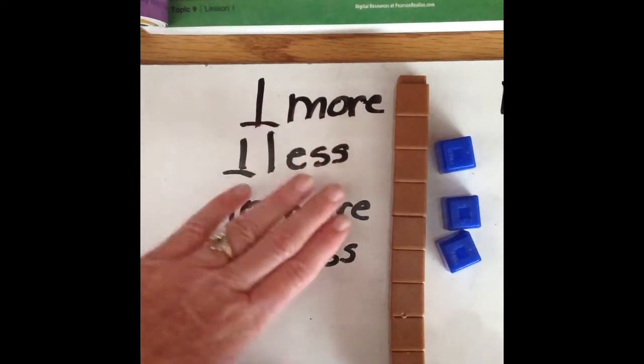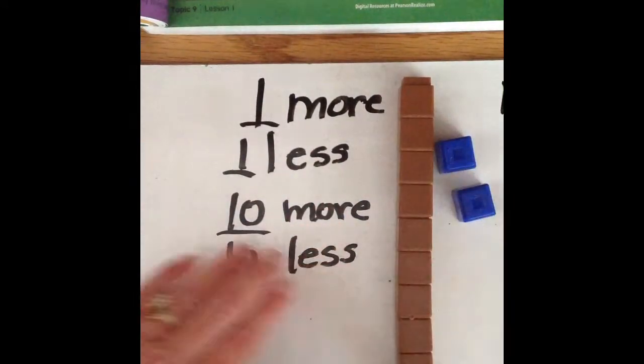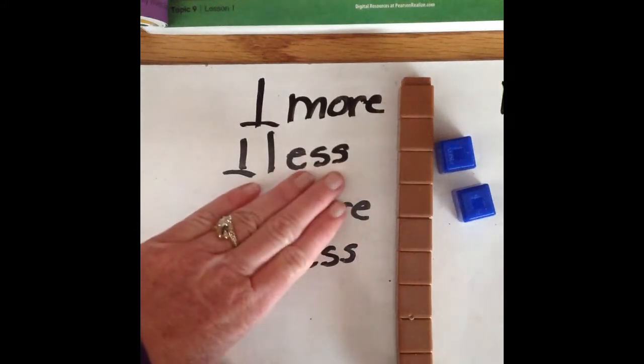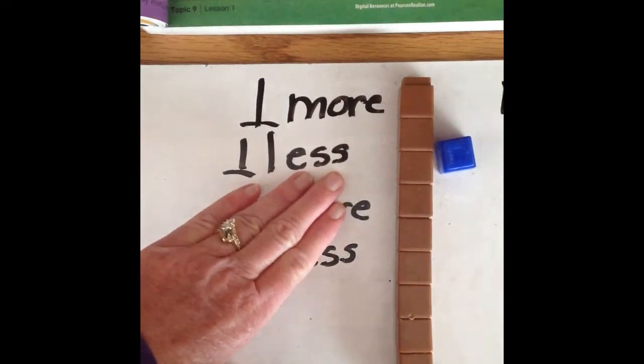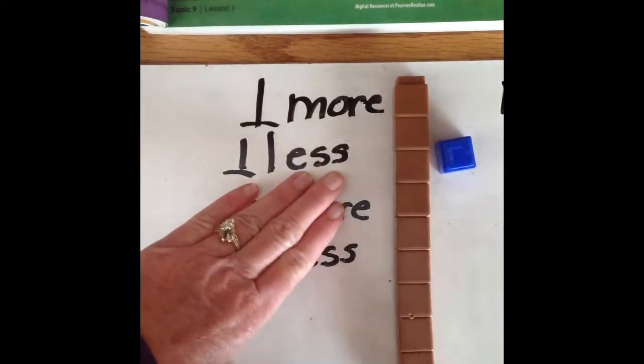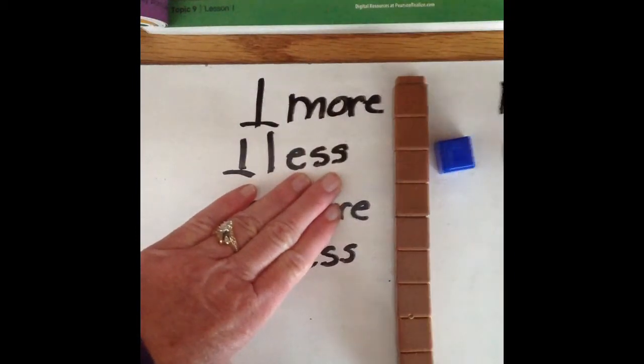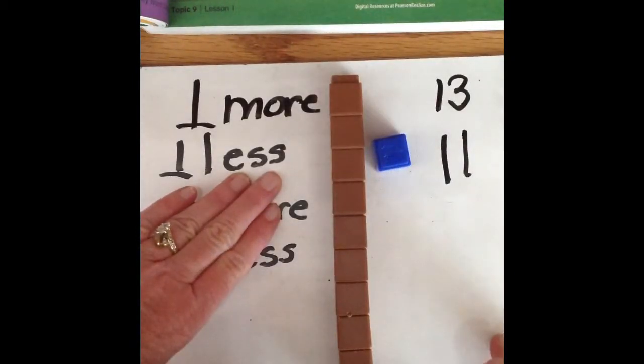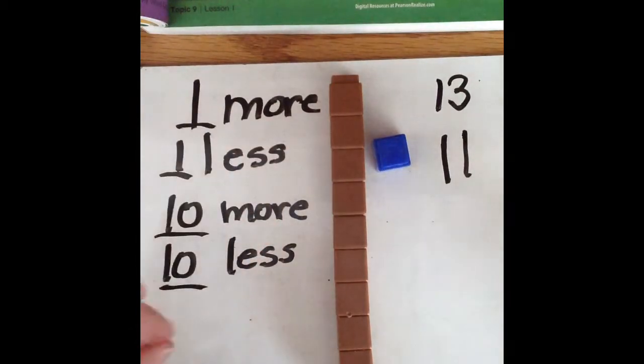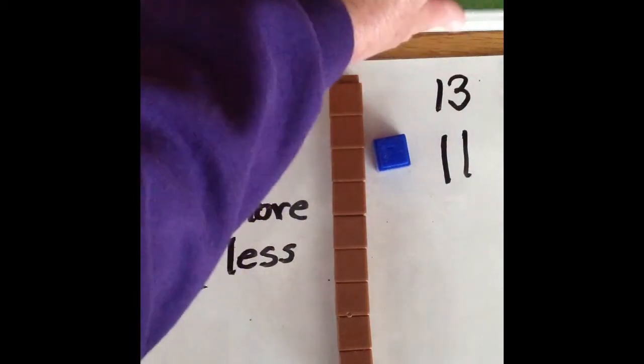Then they also ask what would be 1 less than 12. So there's our 12 again. And if I want less, I'm going to take 1 away. So now I have 1 10 and 1 1 for 11. So that's a very quick review of page 497.